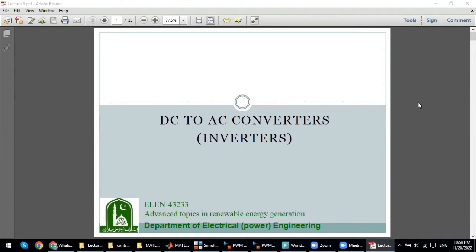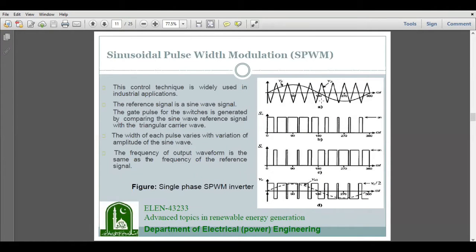Today I am going to discuss the DC to AC converters, which are also called inverters. In sinusoidal pulse width modulation, we have a sinusoidal waveform and a triangular waveform which is called the carrier waveform, and the sinusoidal waveform is called the reference waveform. There is a comparison between these two waveforms, and the comparator output is obtained, which are actually pulses whose duty cycle is sinusoidal in nature.